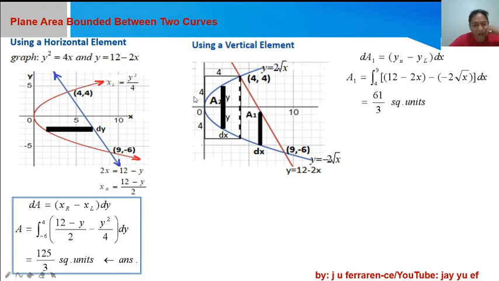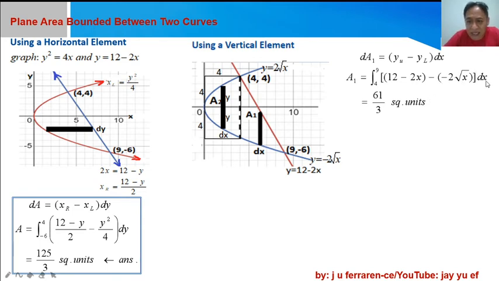So meaning, your upper part is the positive 2 square root of x, and the lower part is the negative 2 square root of x for your y, because when we take the square root, we have the plus and minus value. So the upper part is the positive, the lower branch is the negative. Okay? So, we substitute minus the lower, which is the negative 2 square root of x.